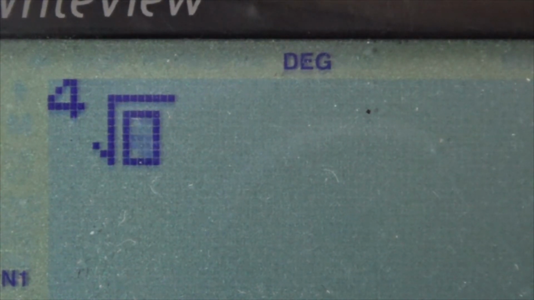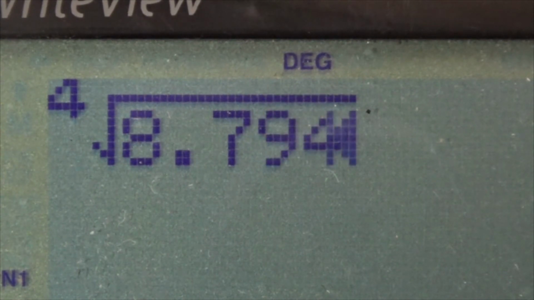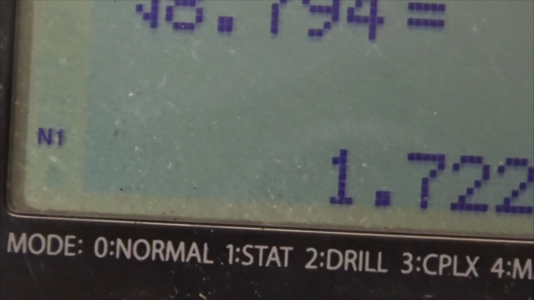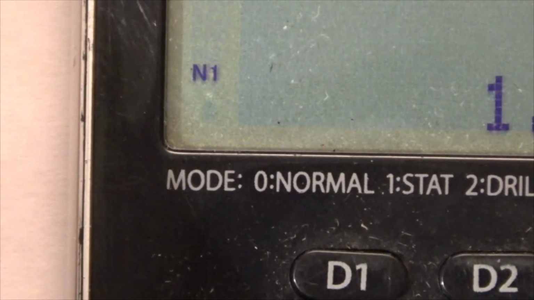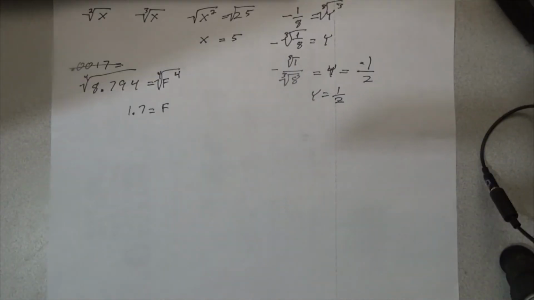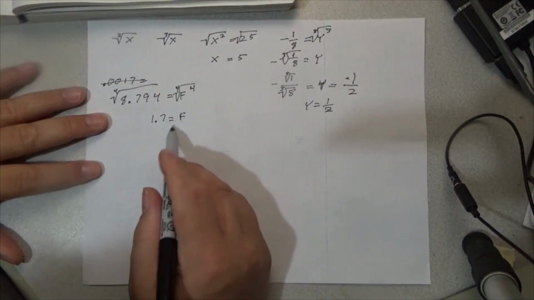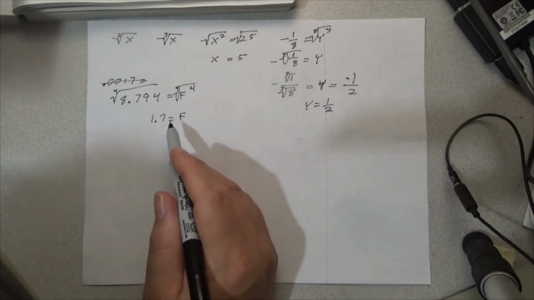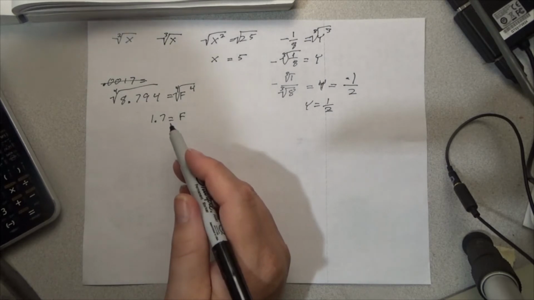And then I'm going to hit 8.794 and then 1.7. Let me get back out to normal-ish. So F is equal to 1.7. So there's an example where the power is higher than 3.